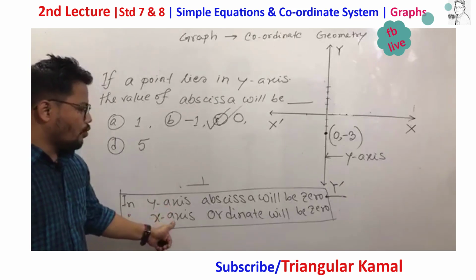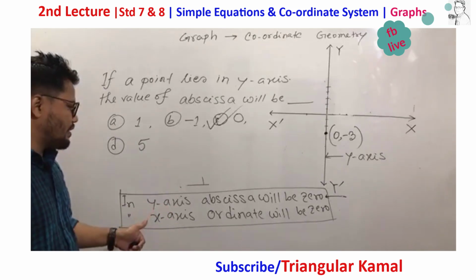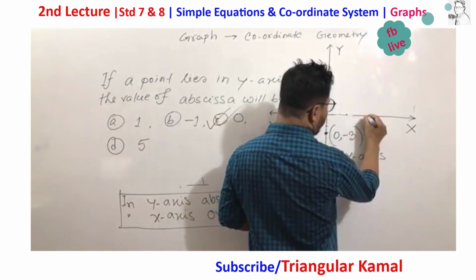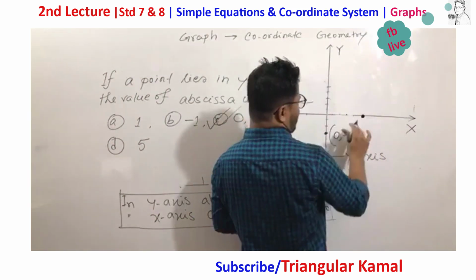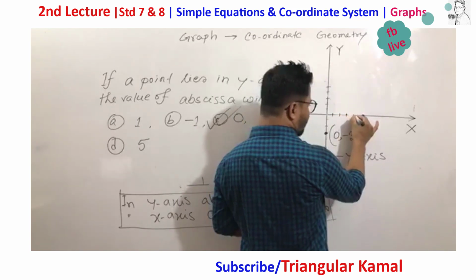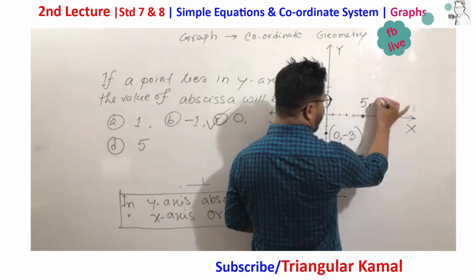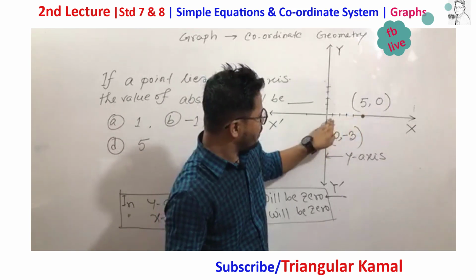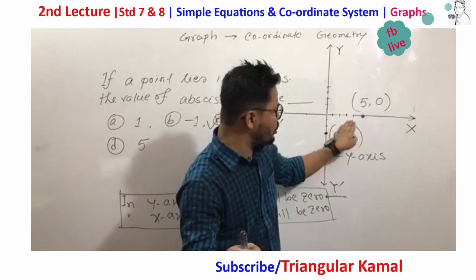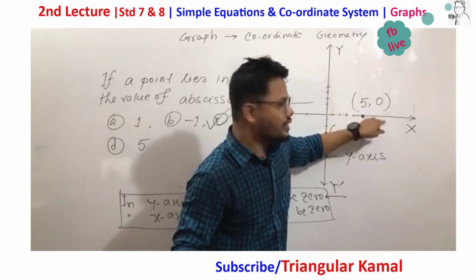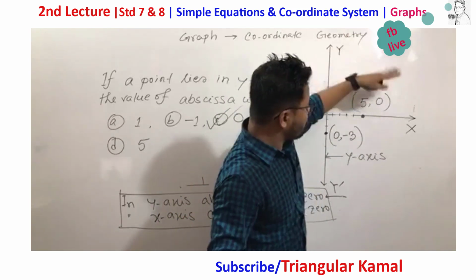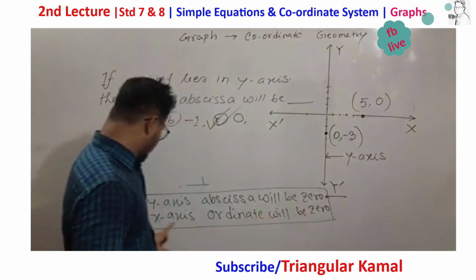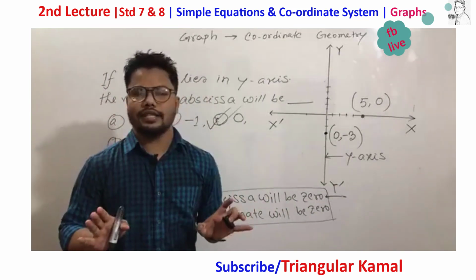In the x-axis y will be 0, and in the y-axis x will be 0. Okay, like this one. If a point lies here, here the value of x is 1, 2, 3, 4, 5. This is the 5 and 0. So give attention here. In the x-axis, we see here the abscissa is 5. That means the positive 5. But the ordinate is 0. Definitely in the x-axis you see here the ordinate is 0. So in the x-axis ordinate will be 0. I think this is clear to you.